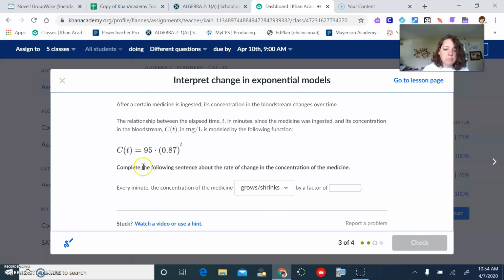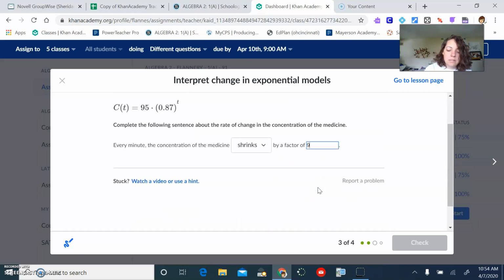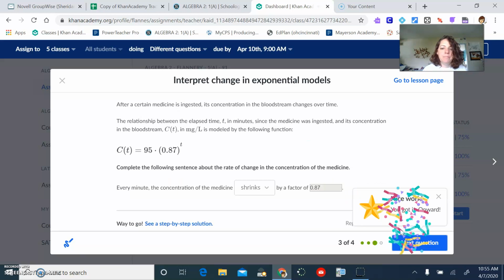All right. Is this bigger or smaller than 1? Smaller. So it's shrinking. This time they asked for factor, not percent. So they just want that 0.87. Whoops, I did not write 0.87. Try that again. There we go.